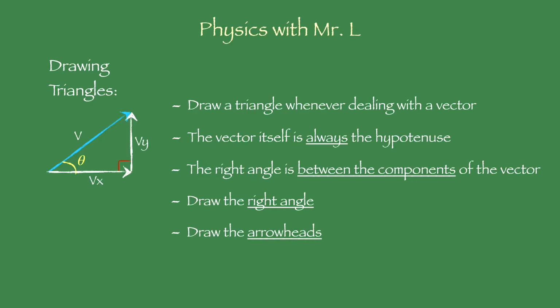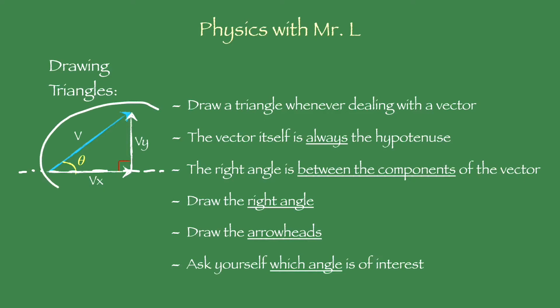Now, the next thing you want to ask yourself is, which angle am I interested in? So if the problem that you're dealing with, for example, gives you an angle with respect to the x-axis, the horizontal axis, like an elevation angle, then this is the type of triangle you want to draw with the angle with respect to the x-axis, in which case the opposite side will be vy and the adjacent side will be vx.